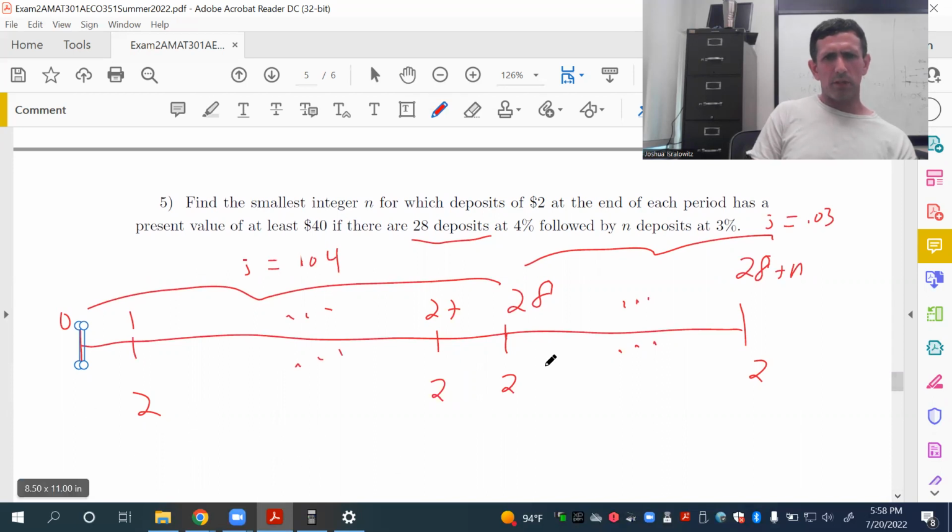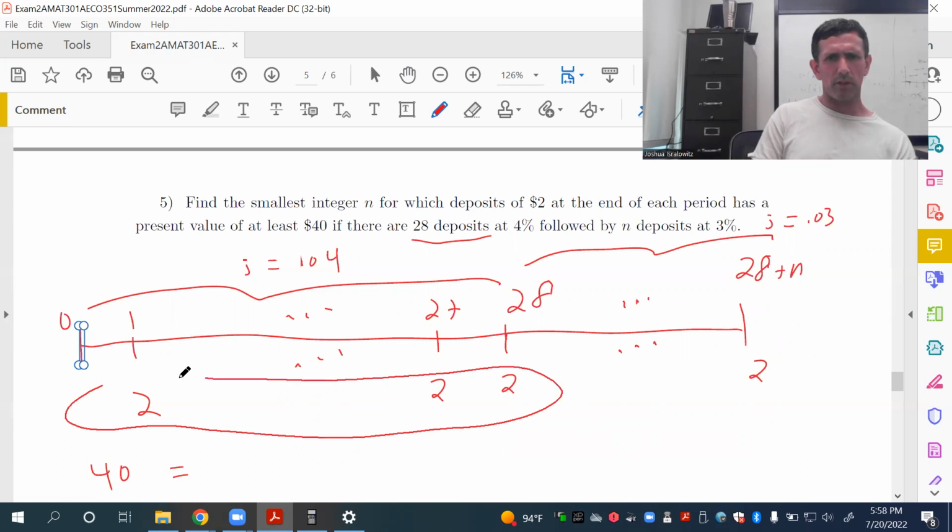All right, so let's do these $2 payments first. Well, present value, let's solve for n, it's 40. Using the calculator, then we'll round up to the nearest integer. So these payments here are 2a_28 at 4%. Figure that out in a second.